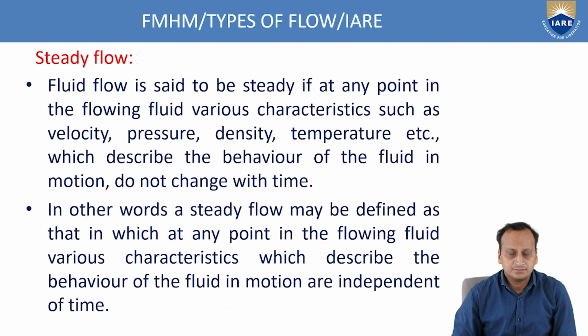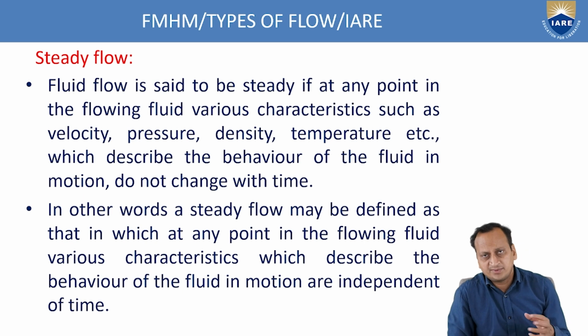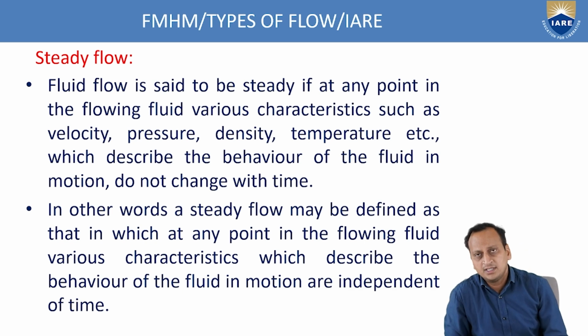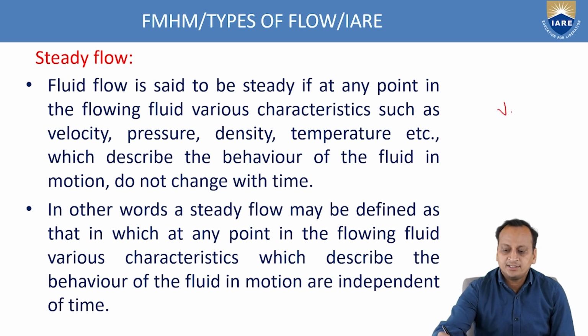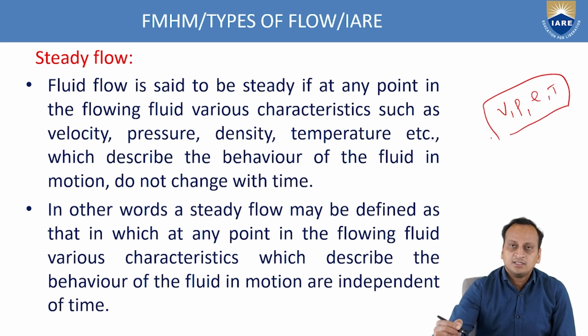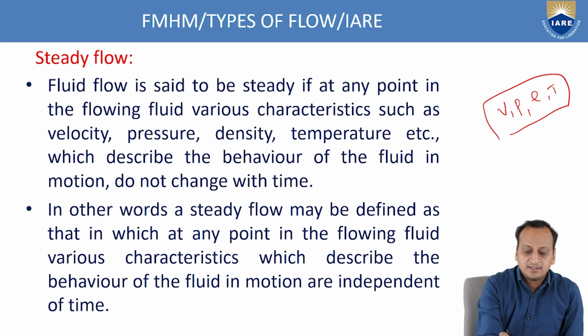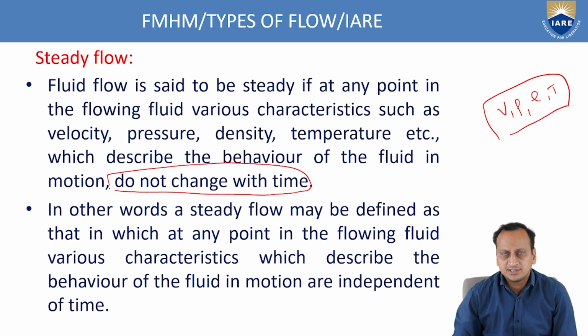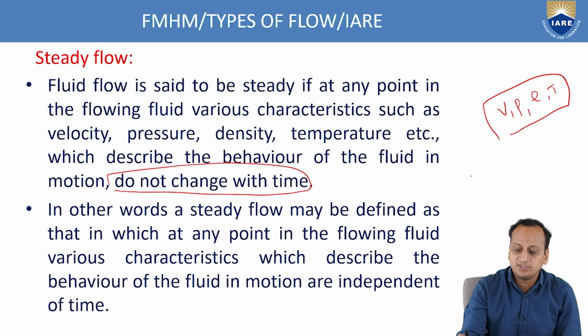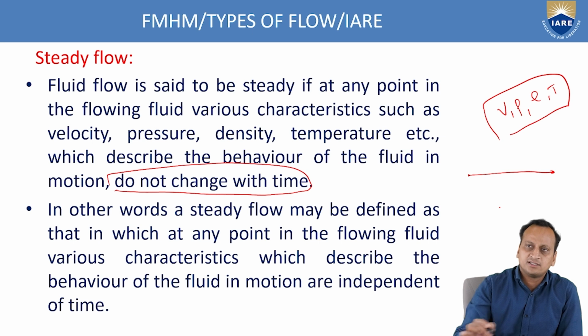In steady flow, the particular flow is said to be steady if the fluid characteristics such as velocity, pressure, density, temperature remain constant with respect to time over a period of time. Then we can call it steady flow. So these will not change with respect to time in a space. If you consider fluid flow from one point to another point, velocity, pressure, density, and temperature should not vary.